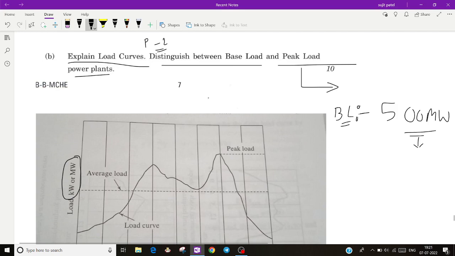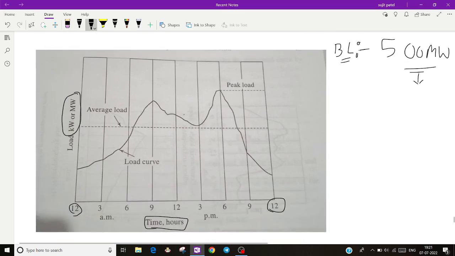And what is the peak load? The peak load is the additional energy demand apart from the base load. The additional energy requirement is called the peak load. Let me show the peak load here.